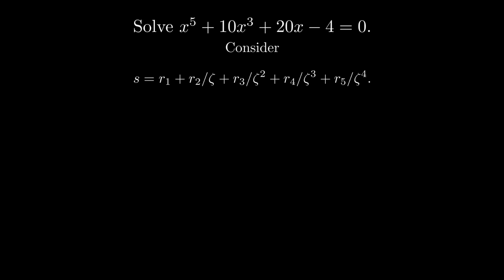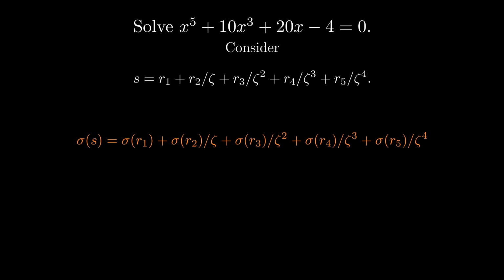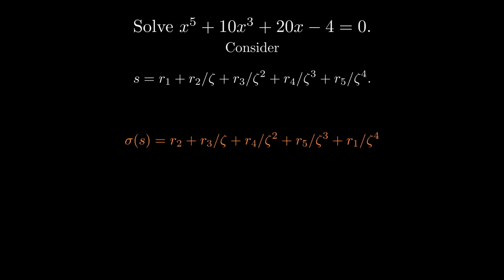How do each of them act on S here? Apply sigma to S and pull it through, sigma fixing zeta, and cycle the indices to get this here. This is almost S again, and if we multiply and divide by zeta, we can pull it out and actually get S. So sigma of S equals zeta S. We'll keep that for later.